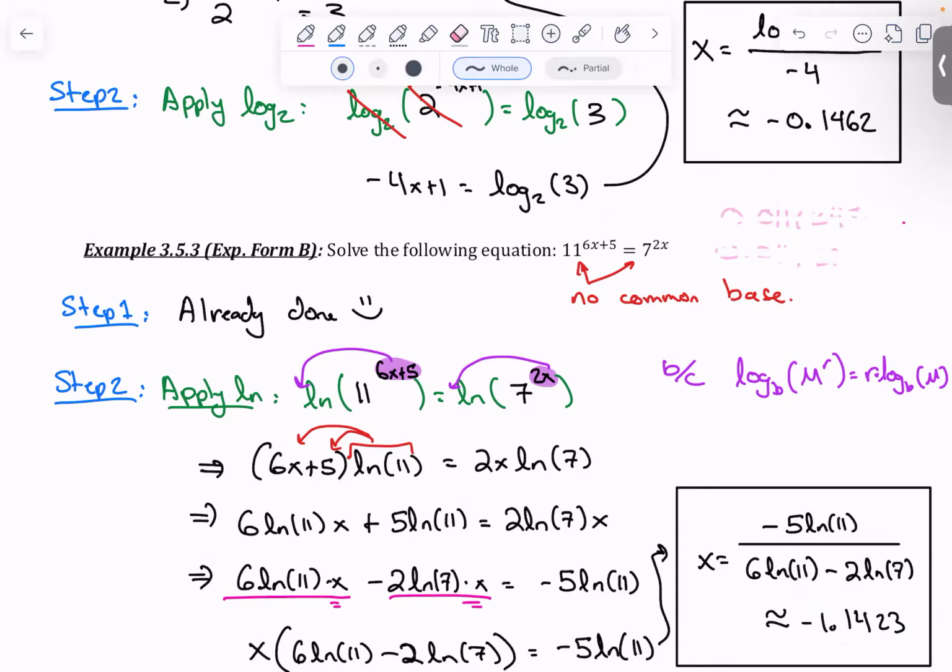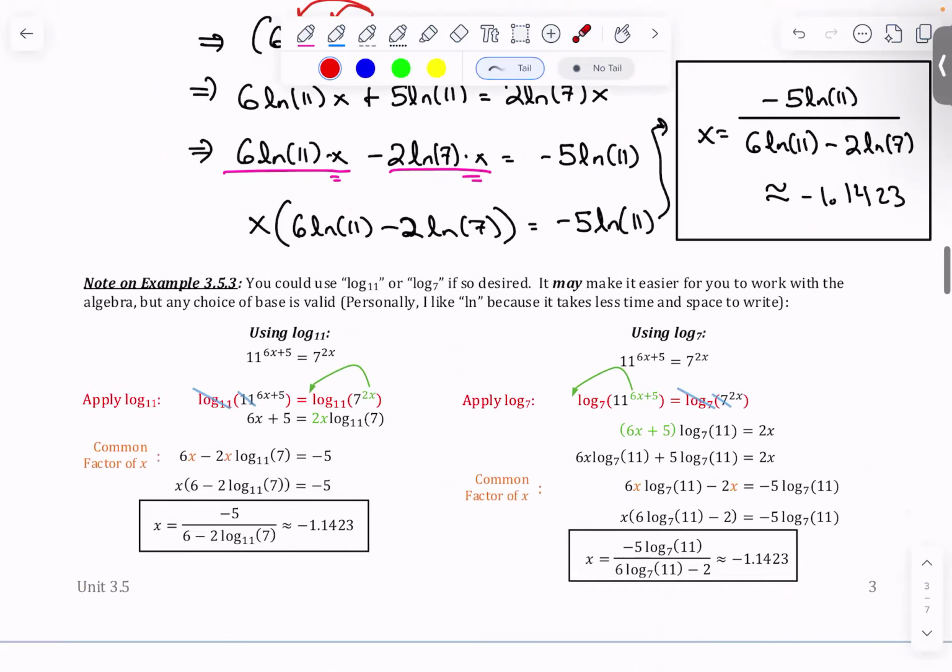Okay? Any questions on that? Now, another thing that you may note is that you could have used log base 7 or log base 11 if you wanted to instead of natural log.